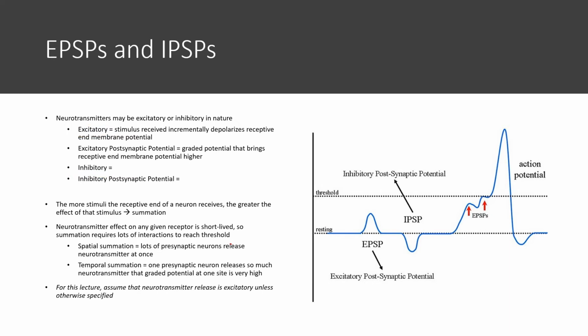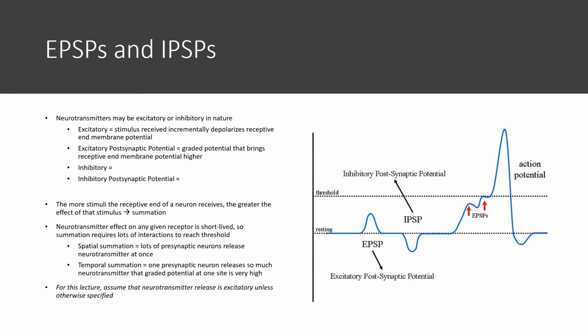The more stimuli the receptive end of a neuron receives, the greater the effect of that stimulus. These summate in a similar way to muscle fibers summating with their signals. There are two major types of summation that a neuron can experience: spatial and temporal summation. They're a little bit more straightforward than they might at a glance seem. Spatial summation means you're firing a lot of neurotransmitter across a broad area of the plasma membrane. Spatial, like space, it's spread out. You've got a lot going on overall across a lot of the membrane.